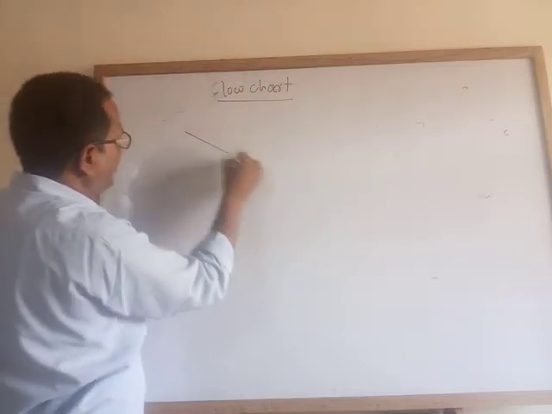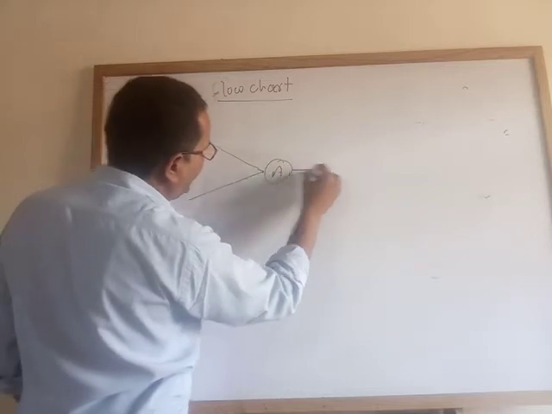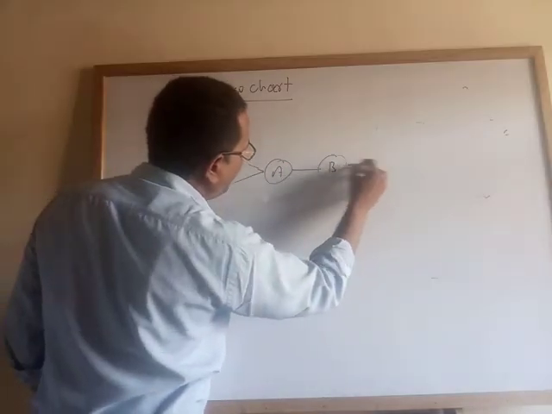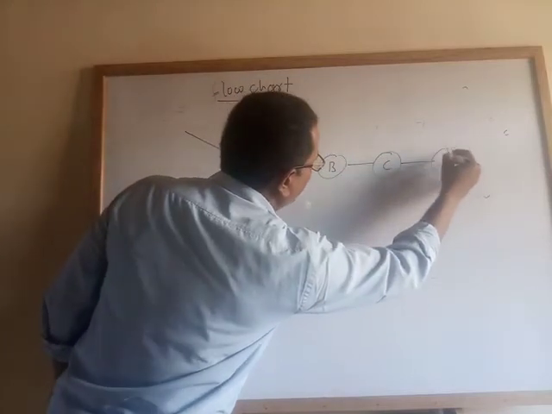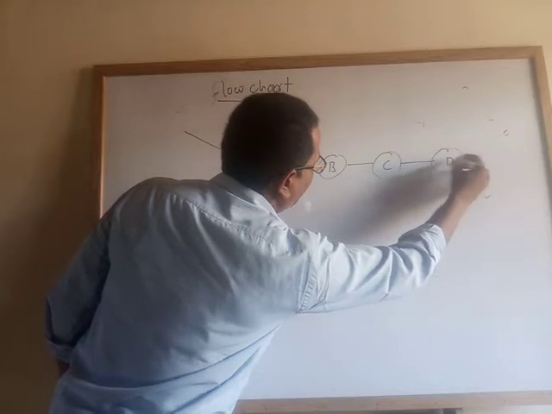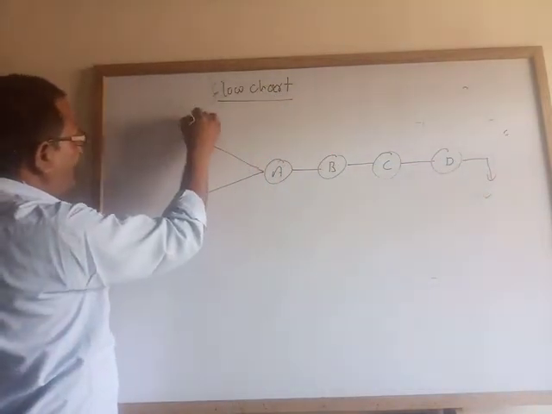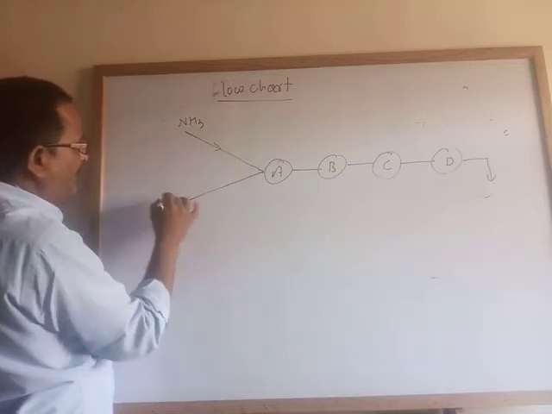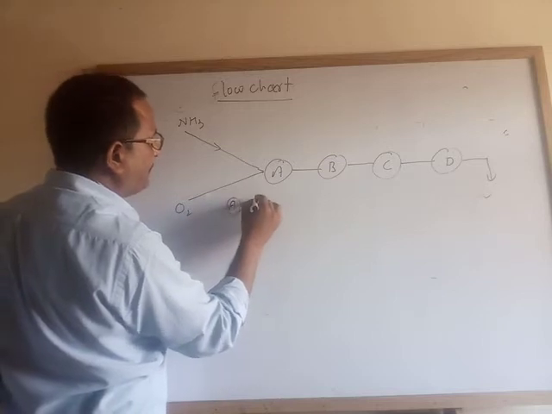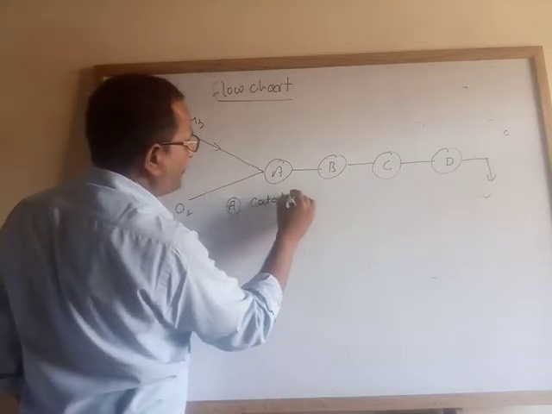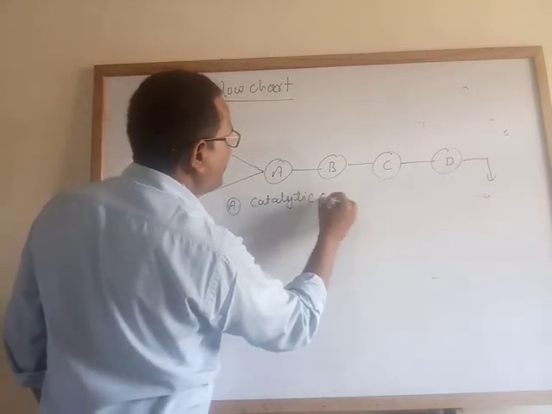See that, this one A, B, C, D. Here ammonia. Now this one oxygen. A is known as the catalytic chamber.